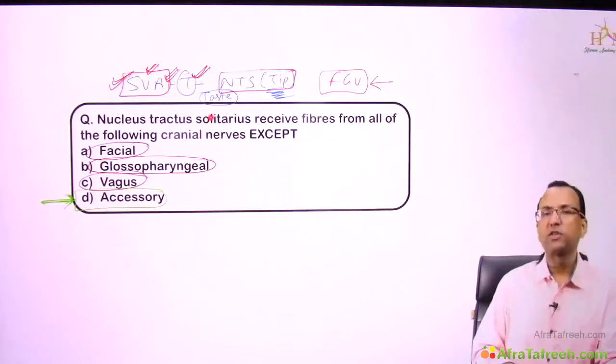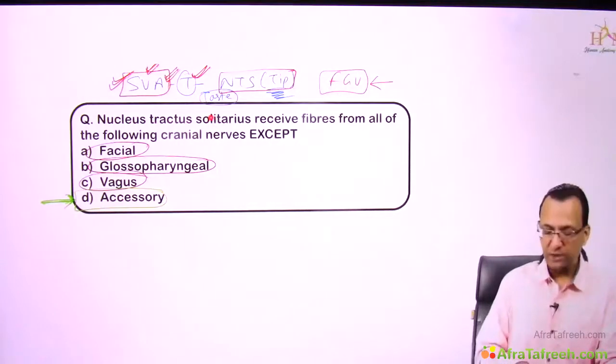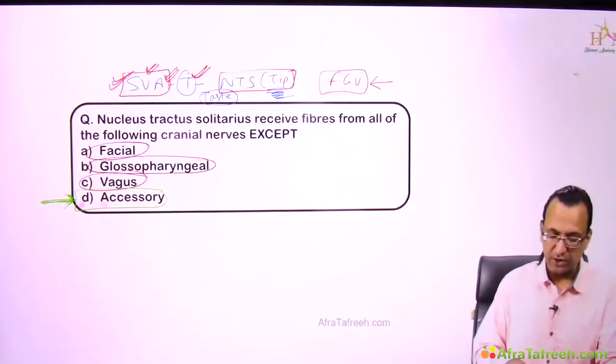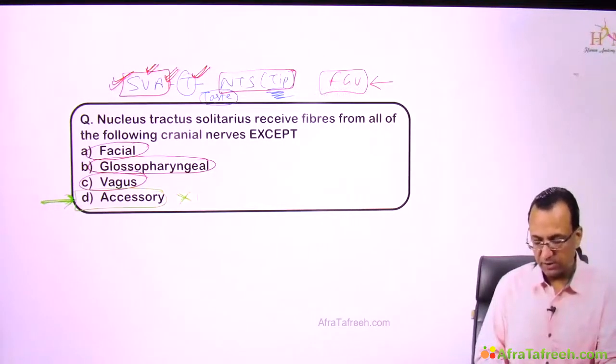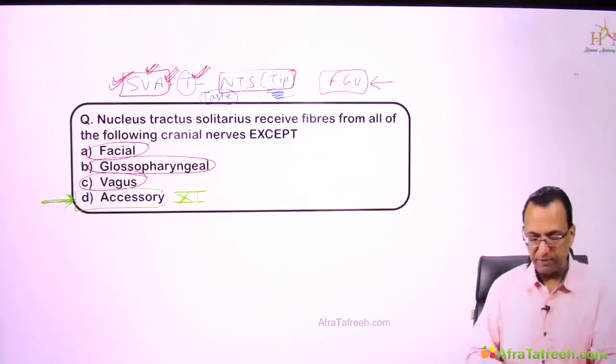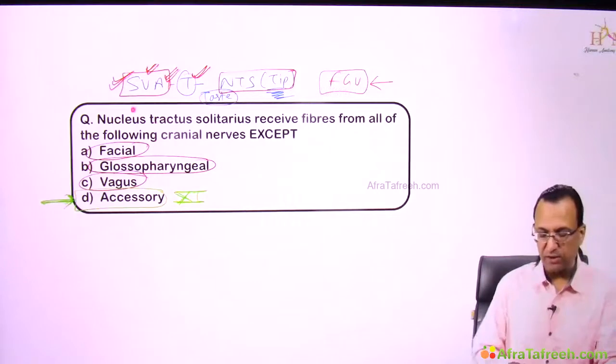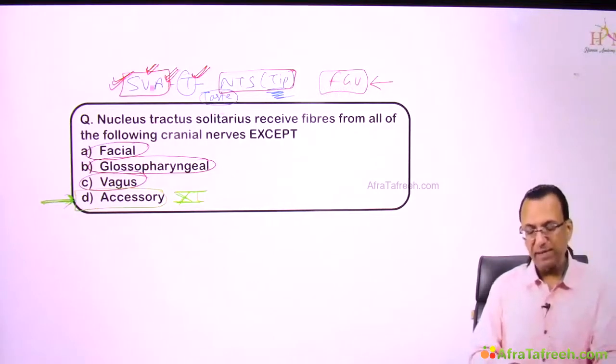So nucleus tractus solitarius is actually a sensory nucleus. It has nothing to do with a motor nerve. It's a pure motor nerve, accessory 11th nerve. So that is the answer. Yes, that is the answer, because the facial, glossopharyngeal and vagus nerves bring the taste sensation to the nucleus tractus solitarius. The neural column is SVA.